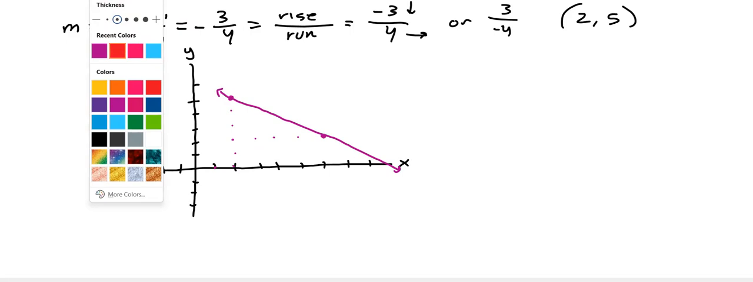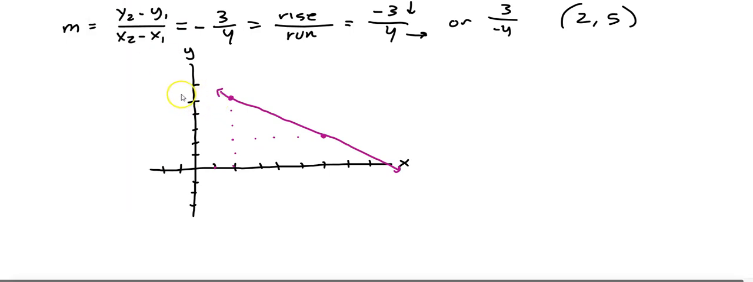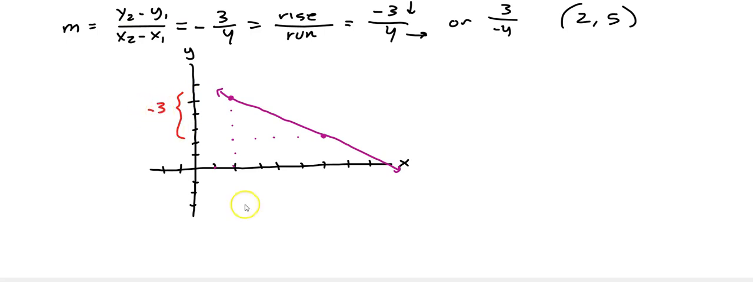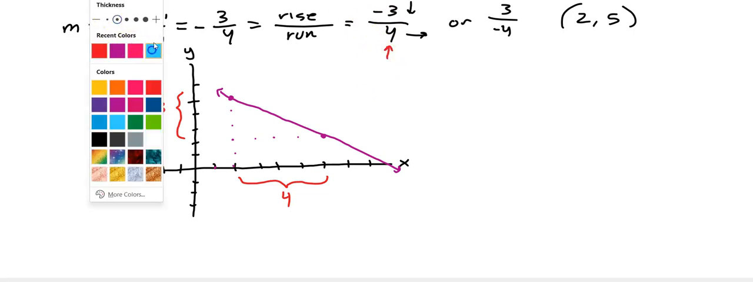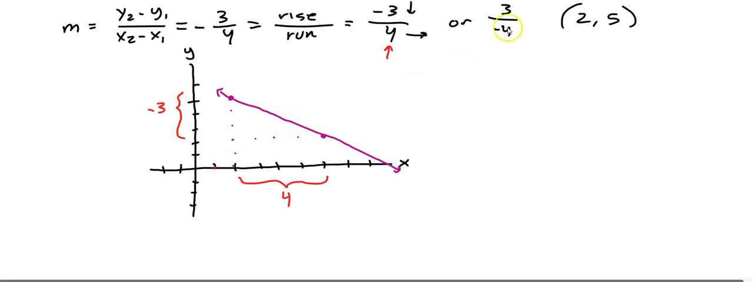Let's come back here. Notice from here to here, we went down 3, but from here to here, positive 4. Just like what I showed right here. Well, if we decide to use this one, this is going to be a rise, okay? But then it's going to be a run in the opposite direction. So let's do it opposite.